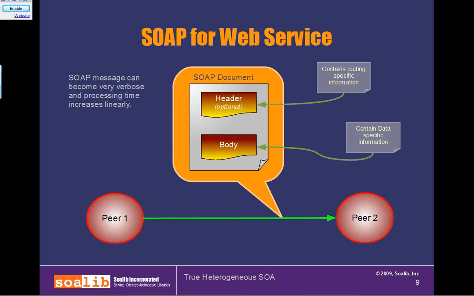This slide explains a very short overview of what SOAP messages are. SOAP is an XML document with a header and body part, and both of these parts are XML as well. The header contains routing-specific information, and the body contains data-specific information. Most of the time, the header is related to the data. So if the data is related to WS-Security, then the header should have a WS-Security header. So header and body are not totally disjoint.